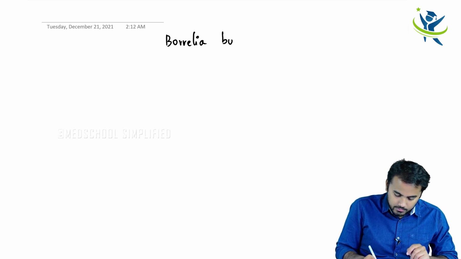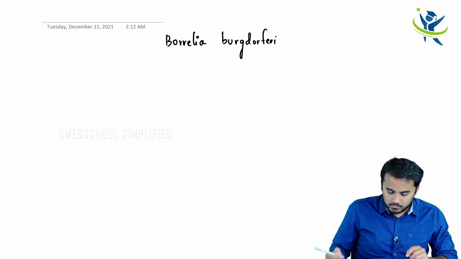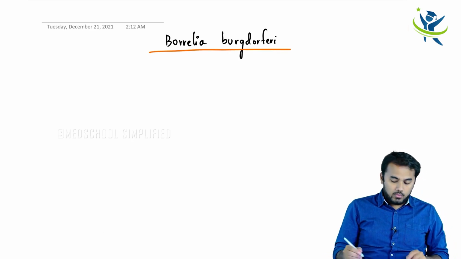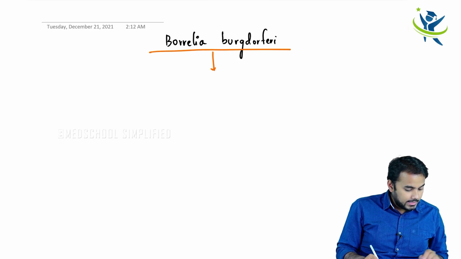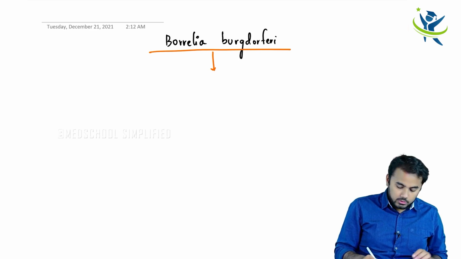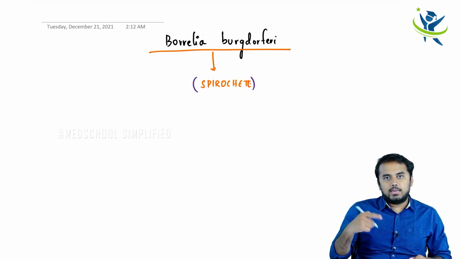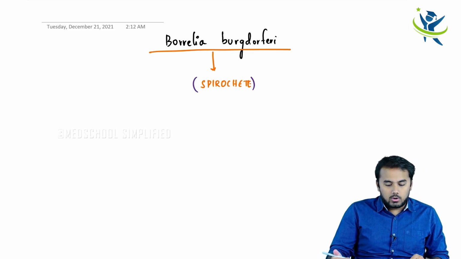Hello guys, so today we shall be discussing another most important infection, that is Borrelia burgdorferi. So what is this basically? This is a spirochete. What do you mean by spirochetes? Spirochetes are those organisms which are spiral in shape, so those are called spirochetes.